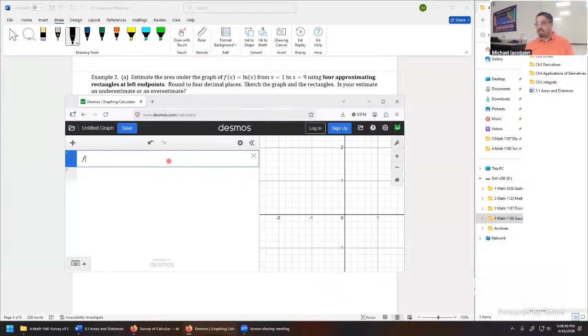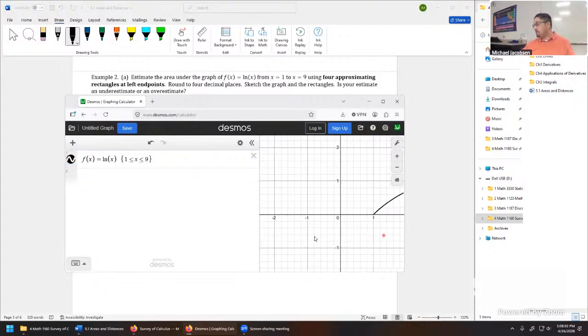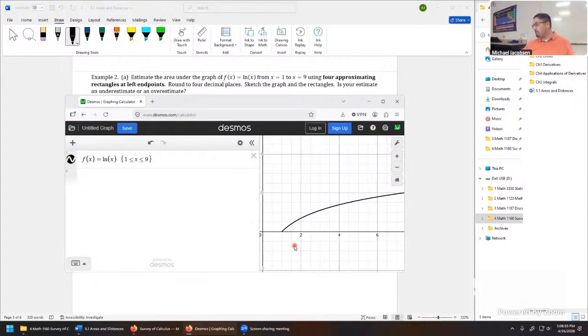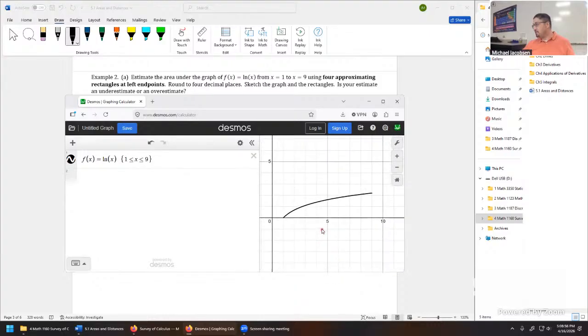So let's get a good graph going. Let's say f of x equals natural log of x. That's a domain that we're considering. We're only working from 1 to 9. So let's also say further, 1 is less than or equal to x, which is less than or equal to 9. There's a better looking graph of our function. Let me kind of zoom out.